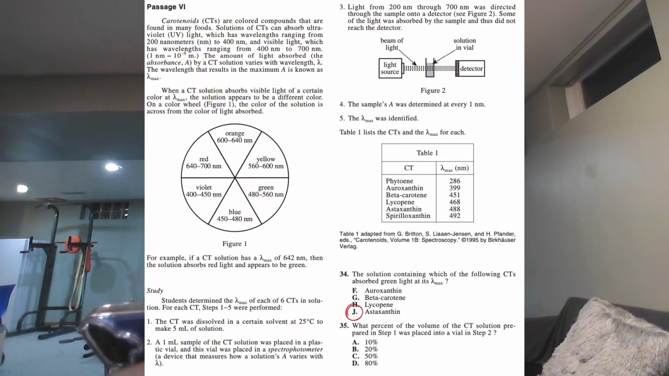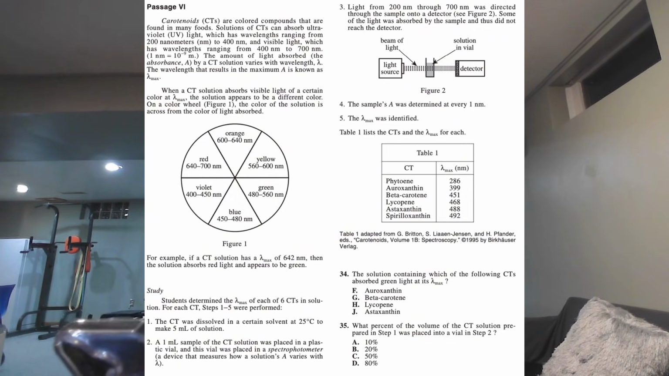What percent of the volume of the CT solution prepared in step 1 was placed into a vial in step 2? So immediately we're looking for step 1, step 2, okay? So I can see that under study, there's a step 1 and a step 2. Step 1 says the CT was dissolved in a certain solvent, not relevant, to make a 5 milliliter solution. So 5 milliliters, right? And it's asking what percent of the volume, so we know to look for milliliters, right?